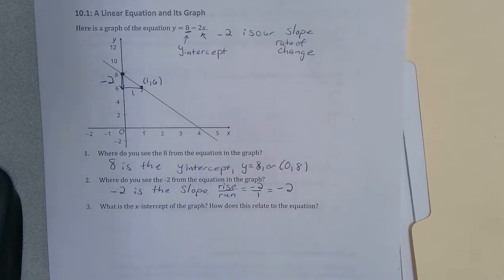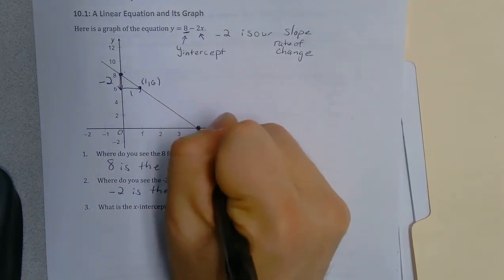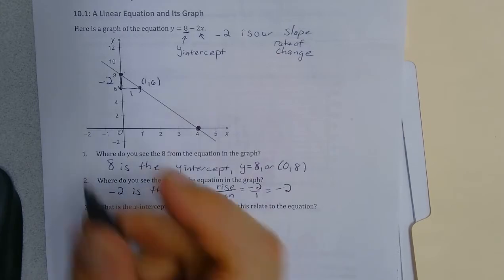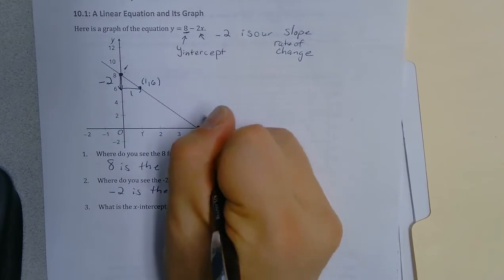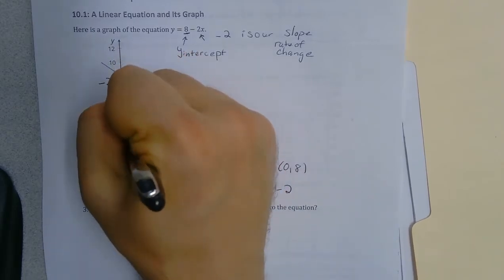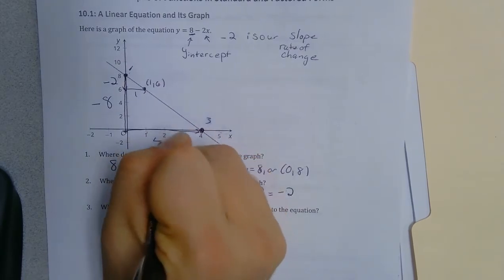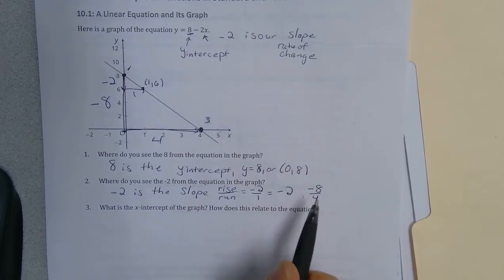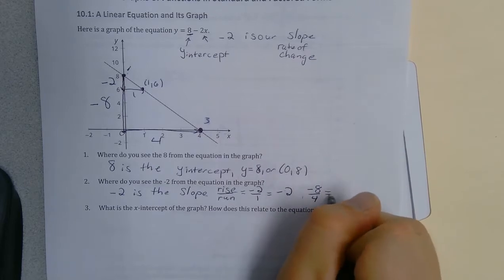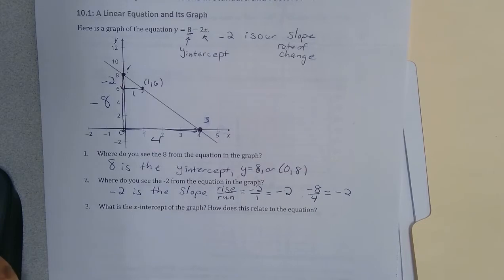Now, we could actually pick not just one point; we could pick the ratio of the rise to run to this point. To go from this first point right here to this third point, I go down 8 and then over 4. So we could do another rise to run, which is -8 over 4. If I reduce that, -8 divided by 4 is -2. So any 2 points on your line will give you the same slope.